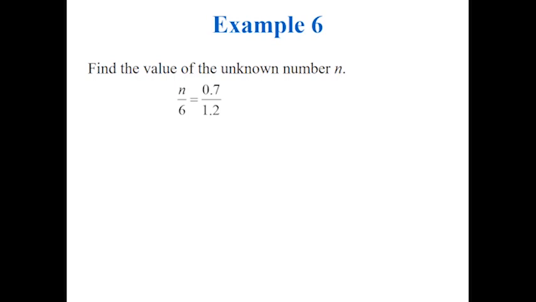Find the value of the unknown number n. Again, just take the cross products and set them equal to each other. 1.2 times n equals 6 times 0.7. 6 times 0.7 is 4.2. Divide both sides by 1.2 to get the n by itself. 4.2 divided by 1.2 is 3.5.